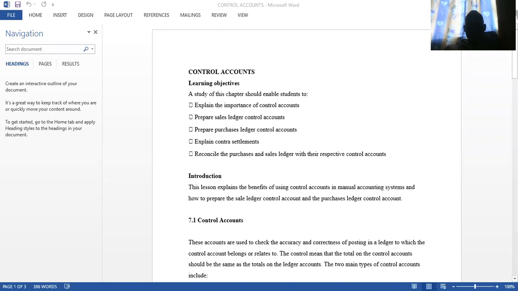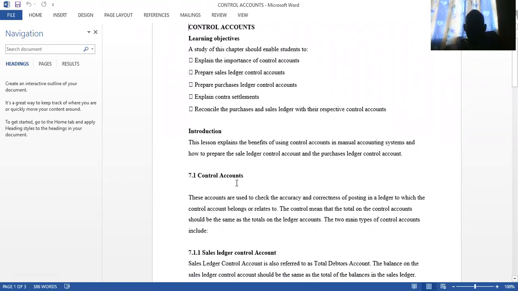When we talk about control accounts here, these accounts are used to check the accuracy and correctness of posting entries in the ledger to which the control account belongs or relates. The control means that the total of the control accounts should be the same as the totals of the ledger accounts. The two main types of accounts are actually the sales ledger control accounts and the purchases ledger control accounts.